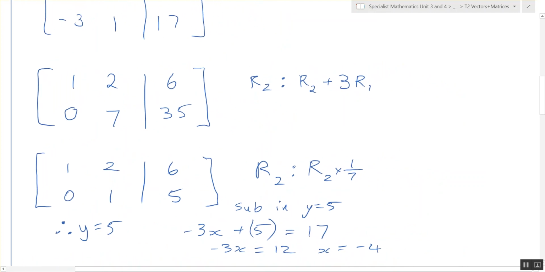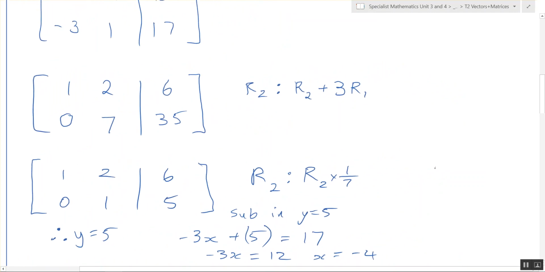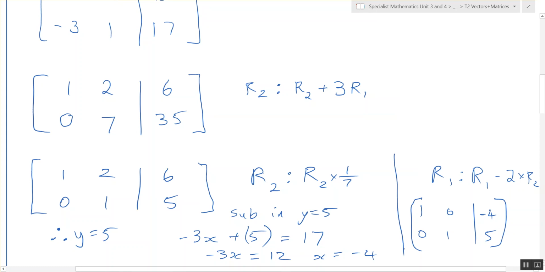We could have also done row 1 minus 2 times row 2, and that would have made it 0, 0 like that, and it would have made it negative 4. Okay, so 2 different ways to do it, but you get the same answer. And you get the same amount of marks. Probably good to say, therefore, y equals 5, x equals negative 4.